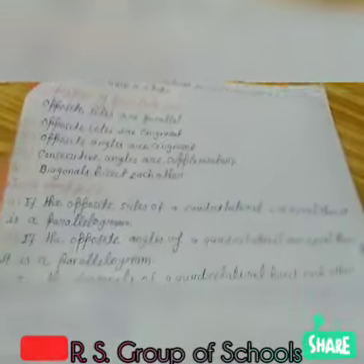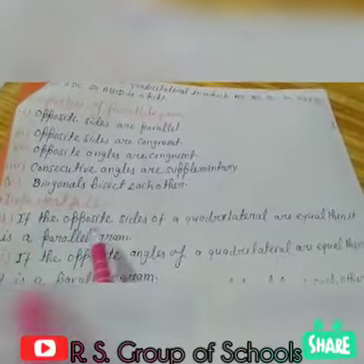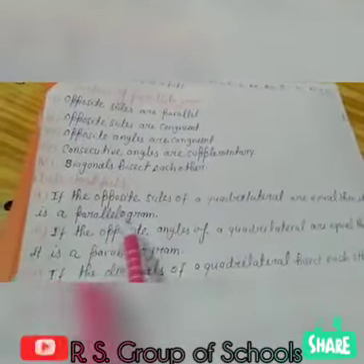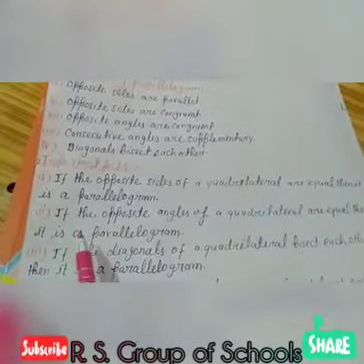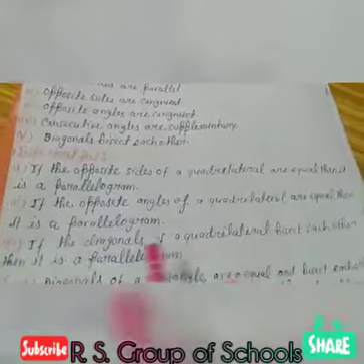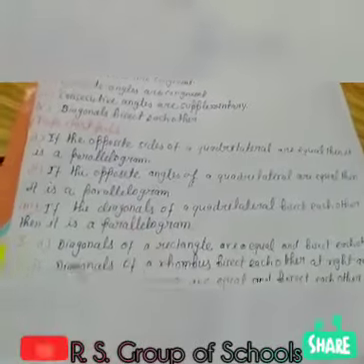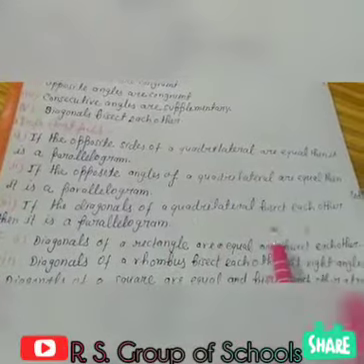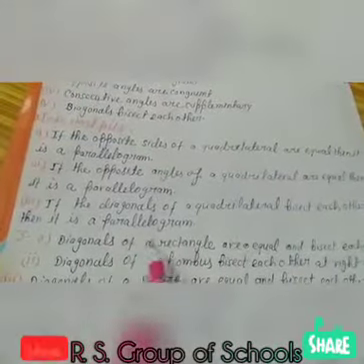Now we discuss the important facts. First, if the opposite sides of a quadrilateral are equal, then it is a parallelogram. Second, if the opposite angles of a quadrilateral are equal, then it is a parallelogram. Third, if the diagonals of a quadrilateral bisect each other, then it is a parallelogram.